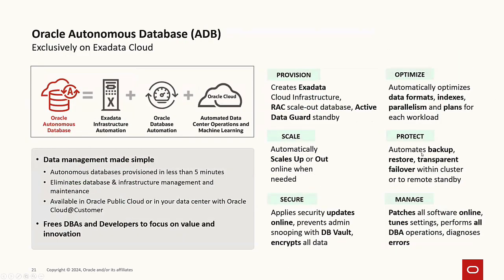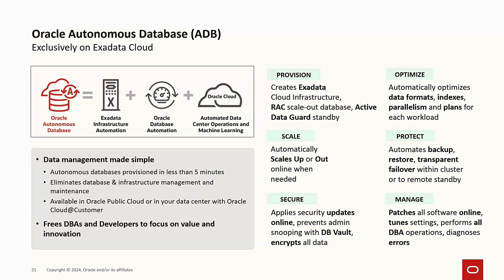For protection, it's going to have automated backups and the ability to restore. It's going to have transparent failover within the cluster to remote standbys. It's also going to have something called Autonomous Data Guard, which is the ability to create a connection and a peer environment in just a couple of clicks. It's going to have the same scaling. It's a little redundant, but there are going to be machine learning algorithms to track your utilization and give you optimal scaling. This is going to be able to patch completely online as well.